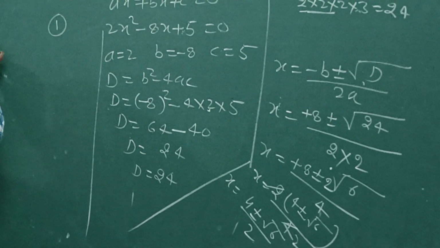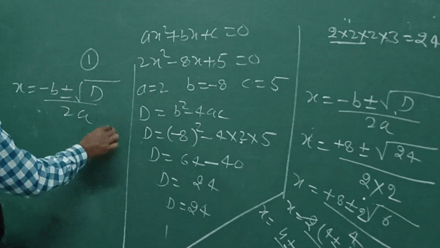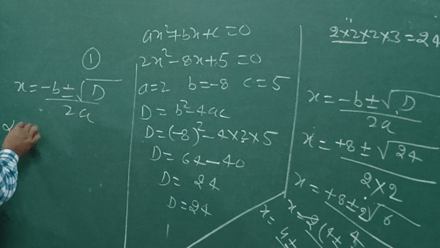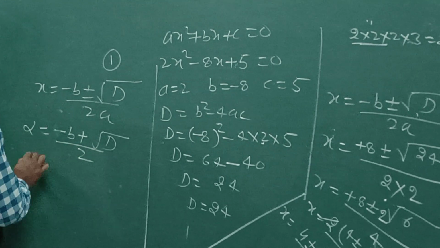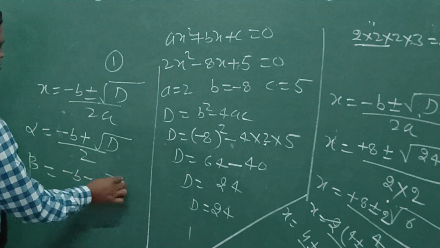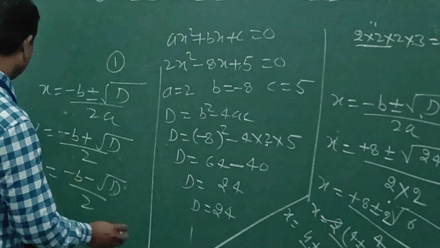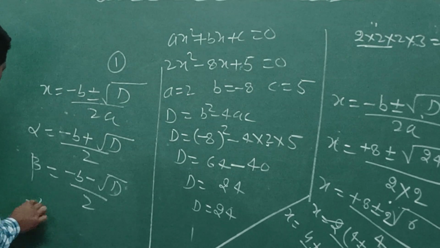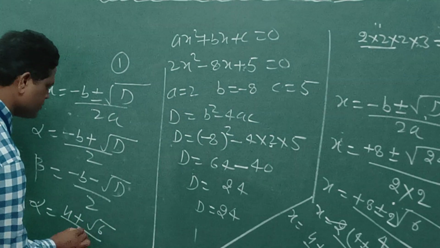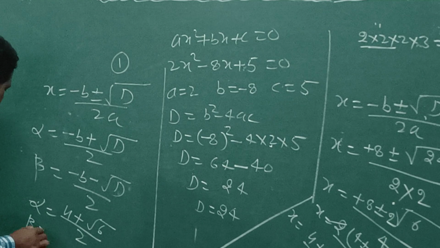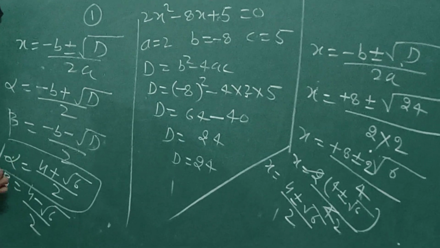We know that x equal minus b plus minus root D by 2a. Alpha equal minus b plus root D by 2a and beta equal minus b minus root D by 2a. Separate here. So alpha equals 4 plus root 6 by 2 and beta equals 4 minus root 6 by 2. This is the answer.